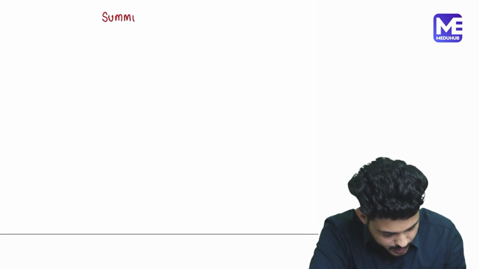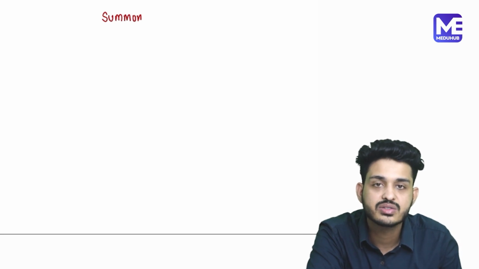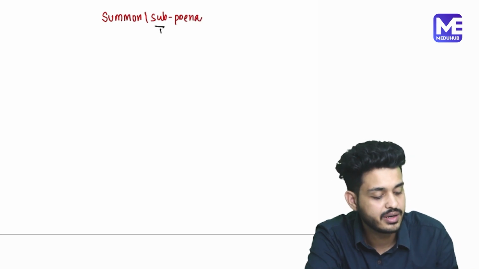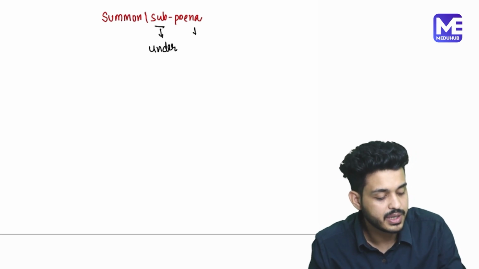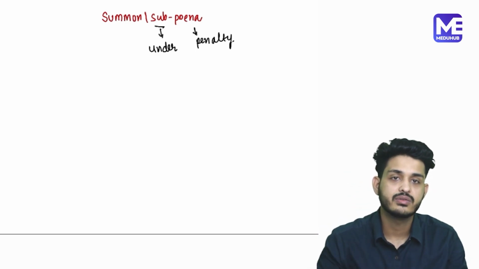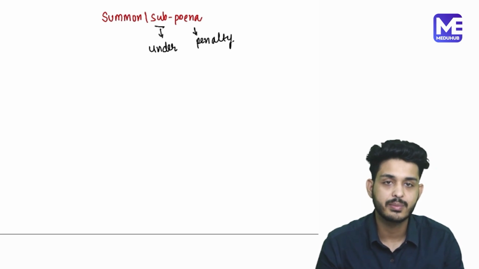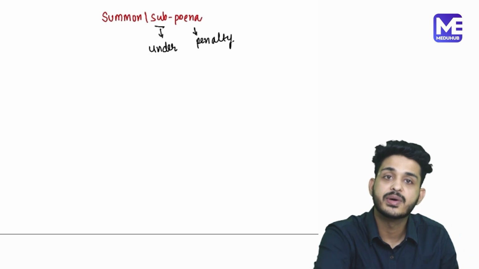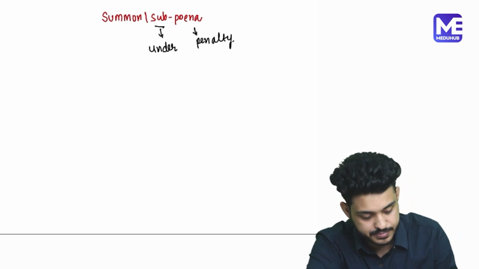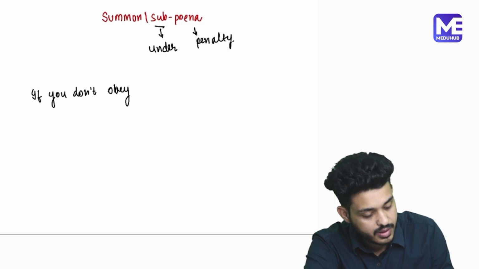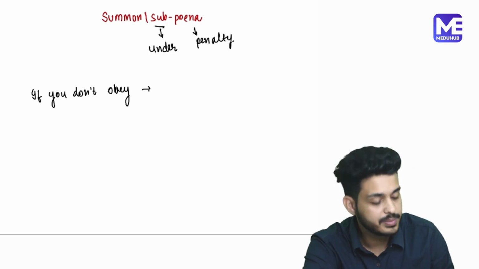So the next thing we are going to study about is the summon. Summon, we already know, is also known as subpoena. Sub means under. So the summon will be under penalty. Okay, summon will be under penalty. How summon will be sent, what are the things that you need to remember, I will be telling you now, right? So first and foremost thing, if you don't obey summon, what will happen? Remember, guys, you will be punished, okay?